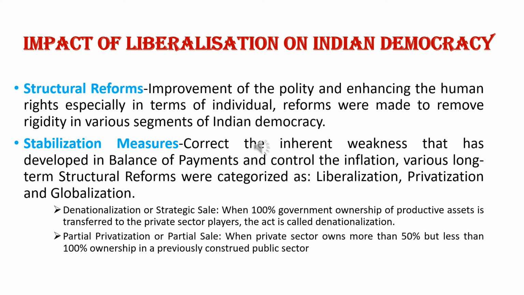The next is that it stabilized the measures, meaning it corrected the inherent weaknesses in development and the balance of payments. The government sold out loss-making units. Indirectly, the government of India started a model of denationalization through strategic sale; the transfer of government assets to private players is called denationalization. We had seen many industries, like the Janpath Hotel, sold out by the government. In this regard, we can say it changed the total industrial scenario.